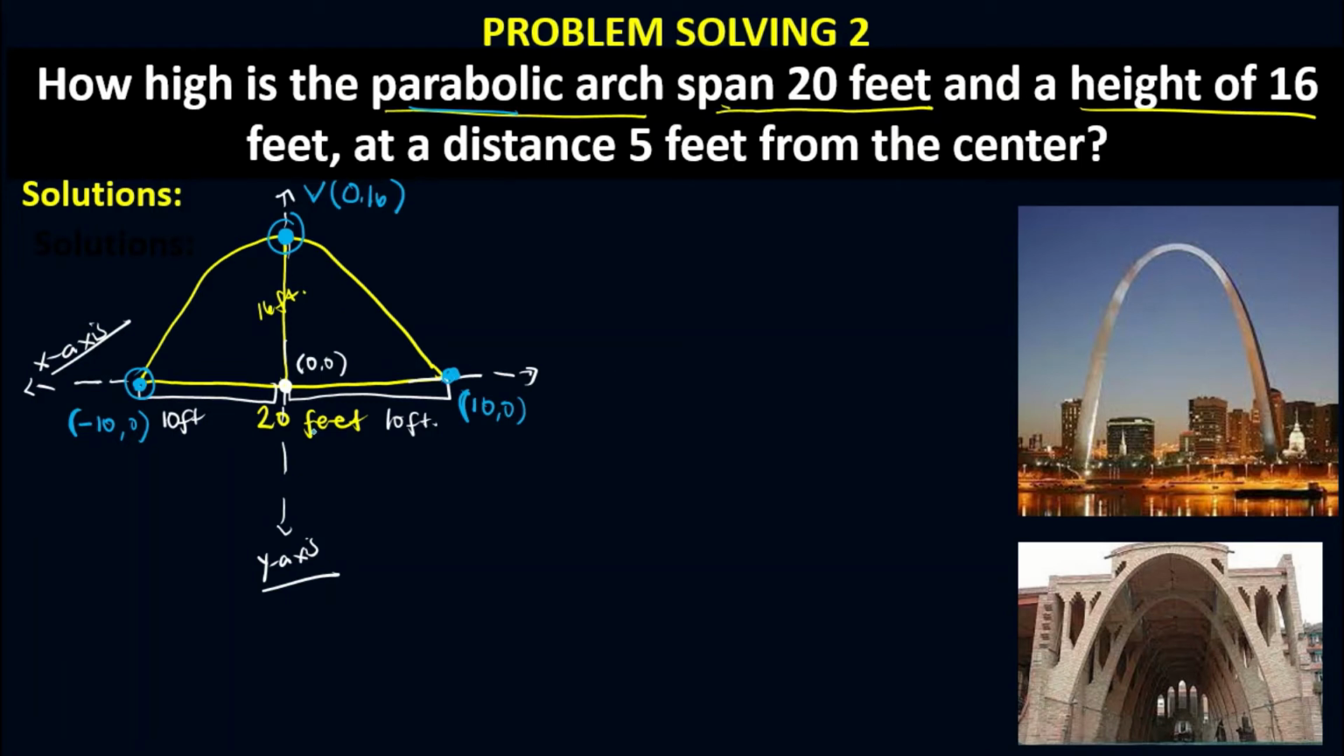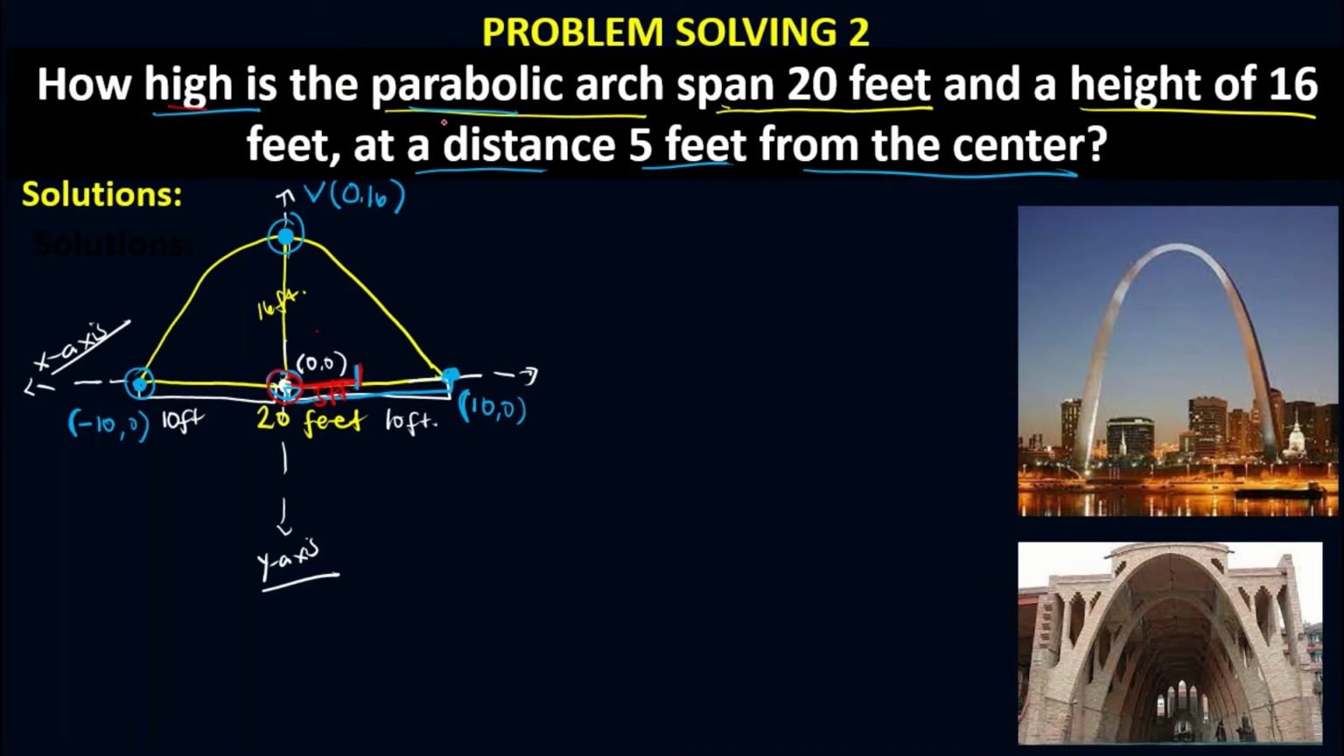We already have a parabola, and we have graphed it. We already know what our parabola will look like. The problem asks how high the parabola is when the distance is 5 feet from the center. So here is 10 feet, and this is our center. We will count 5 feet. This is the 5 feet, the distance from the center up to this point.